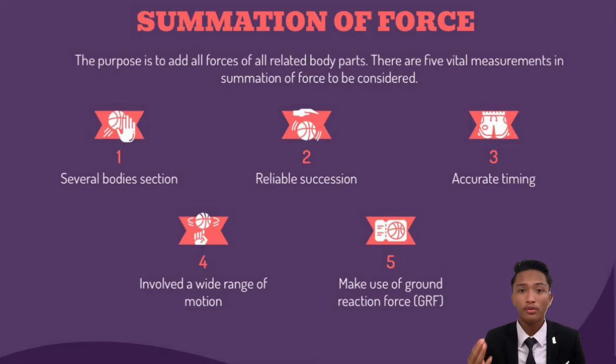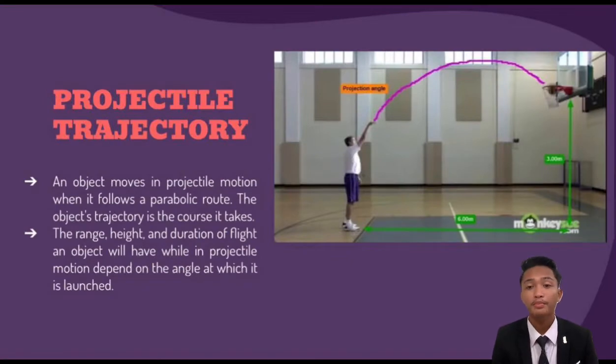During the ball's release phase, the force is transmitted back up to the knees, shoulders and forearms before reaching the fingertips. Next is projectile trajectory. When an object travels along a parabolic path, it moves in projectile motion.